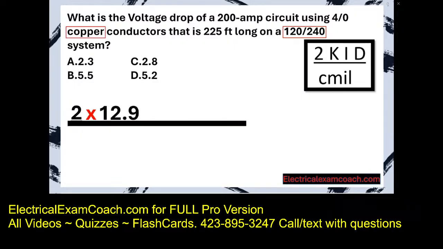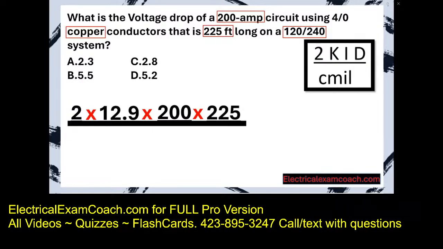Now we need to look at I, which is current. We put down our X for our multiplier. We go to our question, and it's a 200 amp circuit, so we're going to put 200 down. Then we put our multiplier, and now we need to look for D. Well, our D is 225 foot, and we put that down.